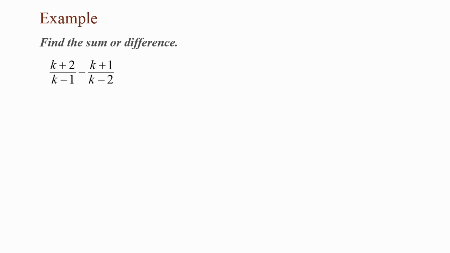In this example, we want to find the sum or difference of k plus 2 divided by k minus 1 minus k plus 1 over k minus 2. So I want to start with my least common multiple. Looking at my first denominator, I have k minus 1. Then looking at my second denominator, I have a k minus 2. So I want to write that down. So the denominator I want will have k minus 1 times k minus 2.